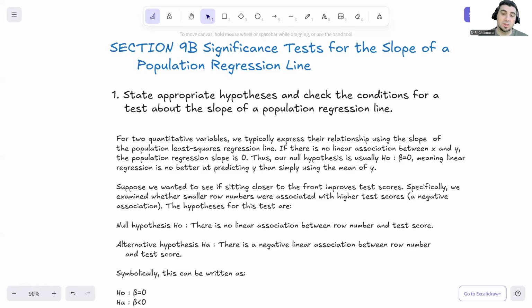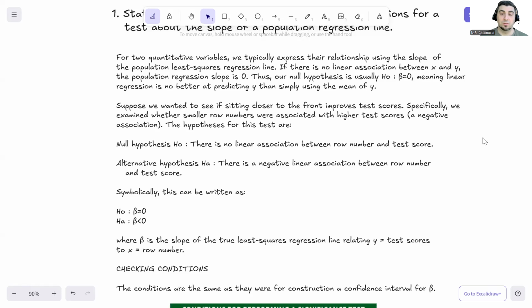Now, when we have two quantitative variables, we typically express their relationship using the slope of the population least squares regression line. So if there's no linear association between x and y, the population slope would be zero. So our null hypothesis is typically going to be that beta equals zero, meaning linear regression is no better at predicting y than simply using the mean of y.